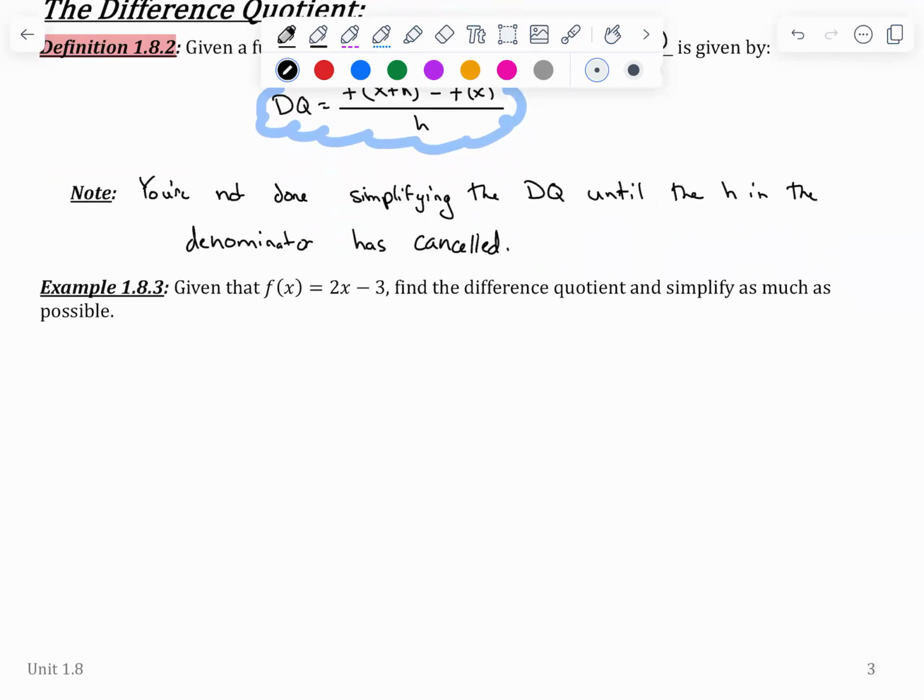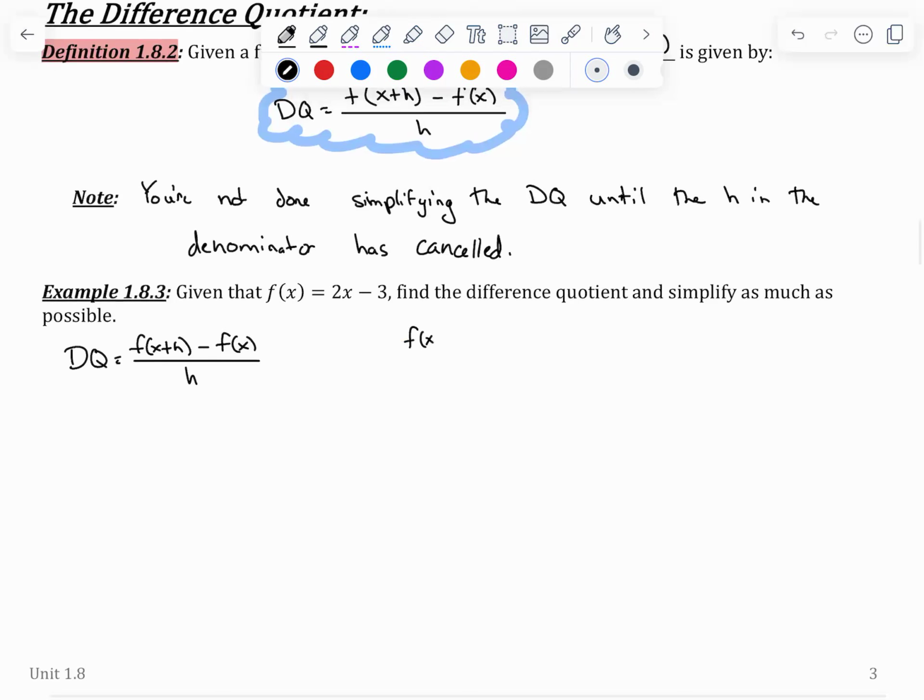So let's look at an example. Given that f of x is equal to 2x minus 3, find the difference quotient and simplify as much as possible. So dq, remember, you don't have to have it memorized, but it's always good to rewrite it for free practice at memorization. f of x plus h minus f of x over h, like that. And now, if you feel comfortable, you can definitely compute this as you're going along. However, I'm a person who likes to have this off on the side so that I don't muddy up my whole thing. So f of x plus h.